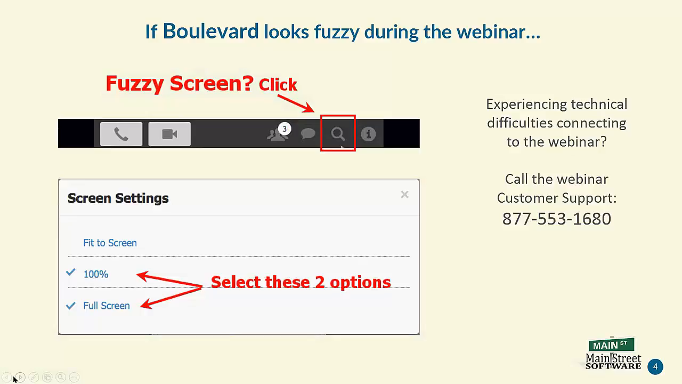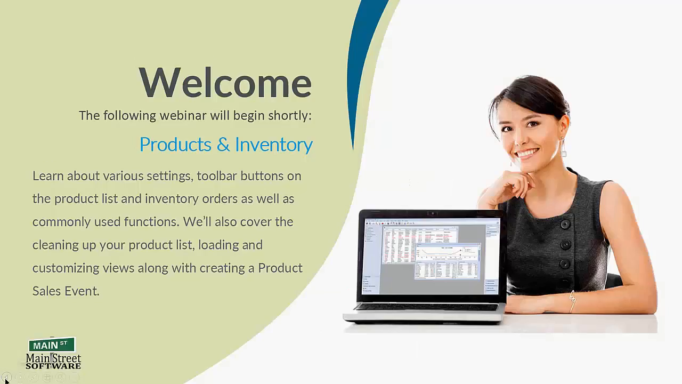Today we are going to be discussing your products and inventory. So we're going to be going through everything from your settings, the toolbar, your product list, how to do different things with different products, and covering stuff in the sales event. So we're going to go ahead and get started here. Kelly's going to go ahead and take over, and she will begin our demonstration in the Boulevard program.